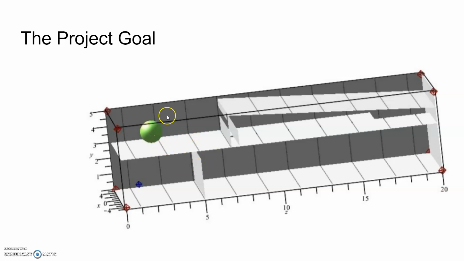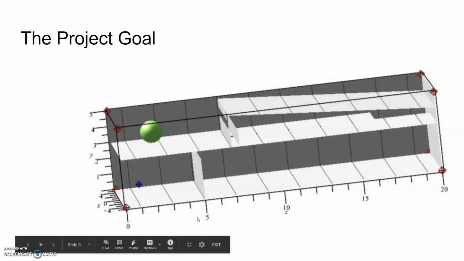So the project goal was to show that we understood how vectors bounced between surfaces, which are used for a whole bunch of different things. And my group decided to do this by building a maze and bouncing the vectors between a start point and an end goal. The start point is this point here, and the goal is a sphere in the end of the maze. We did a bit of a story around it.